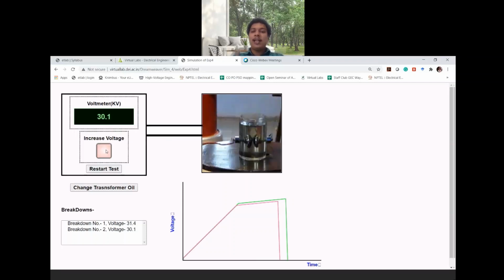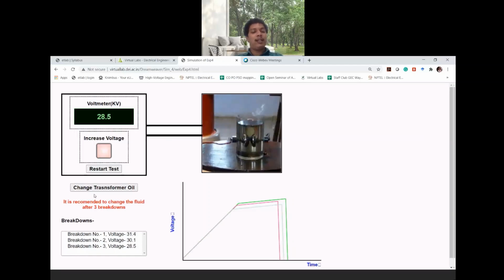See, you can see a flashover, right? In reality, this is what happens, and you get your next breakdown voltage, which is 30.1 kV. You have to note that down. Now we will again conduct the test. Increase the voltage. I'm increasing it, and you can see it is going a different path. That will depend on the current and so on. So you got another value, which is 28.5 kV.